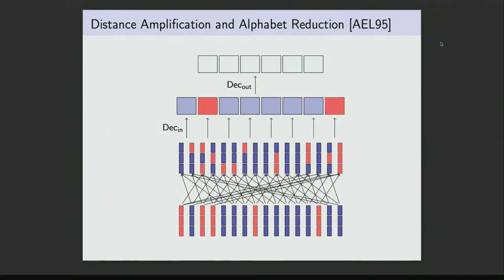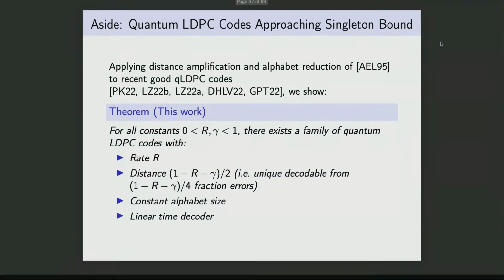I'll also point out that this entire argument is completely general. It works classically or quantumly. All we're really doing is concatenating these two codes, and then physically moving around codeword symbols. So there's no reason it doesn't work quantumly, even though it seems not to have been used quantumly previously. And as an application, we immediately get quantum LDPC codes approaching the Singleton bound.